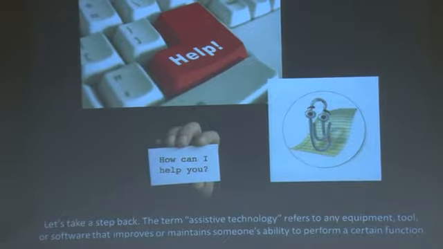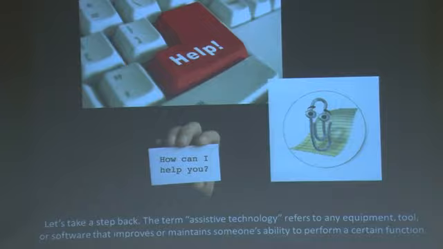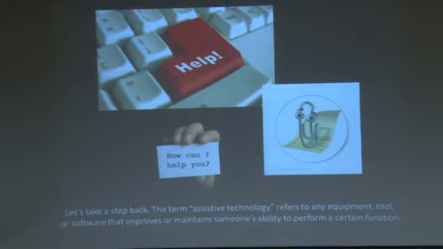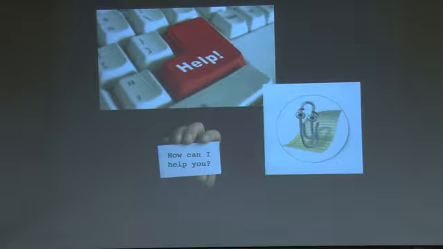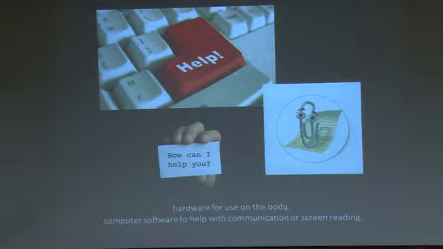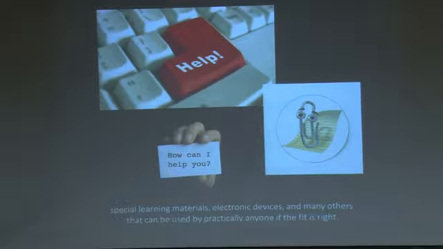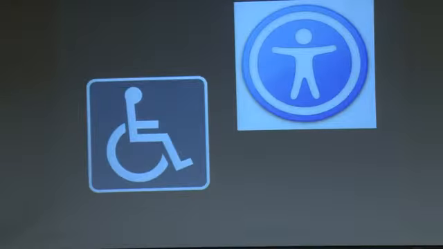Let's take a step back. The term assistive technology refers to any equipment, tool, or software that improves or maintains someone's ability to perform a certain function. It is most often used with reference to individuals with disabilities, although what is considered assistive technology can include hardware for use on the body, computer software for help with communication or screen reading, special learning materials, electronic devices, and many others that can be used by practically anyone if the fit is right.